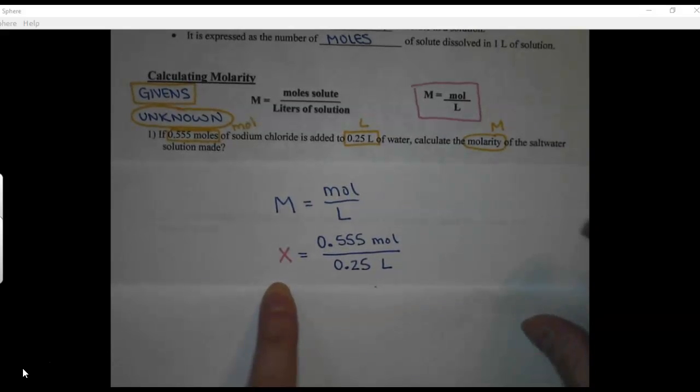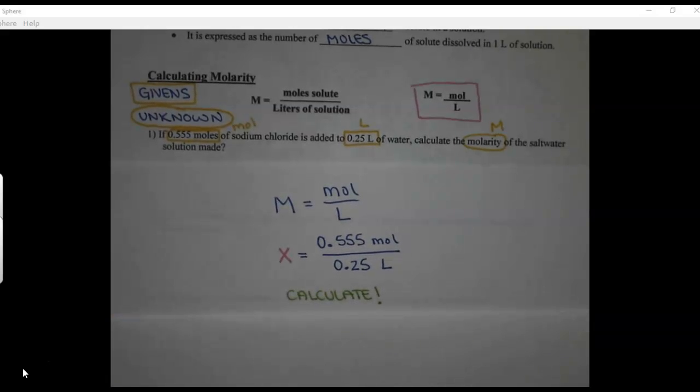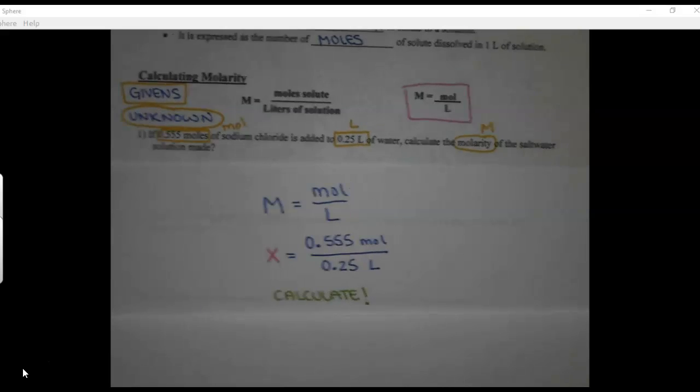All right? Now, this is my favorite kind of algebra problem because it's not algebra, right? X is already by itself, so all we do is plug this into a calculator.